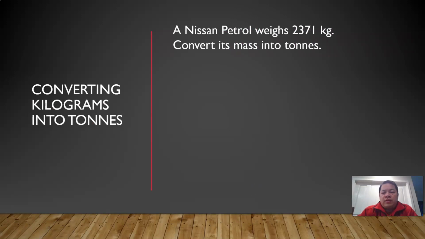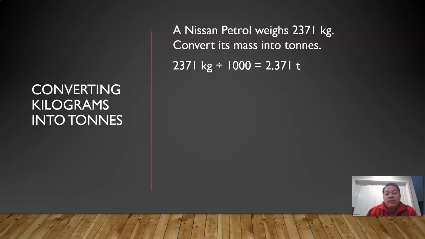Okay, so in your activity book, there is a mention of a Nissan Patrol that weighs 2,371 kg. How do you convert that into tons? In order for us to convert from a smaller unit to a bigger unit, remember we have to divide by 1,000. So 2,371 divided by 1,000 will be 2.371.